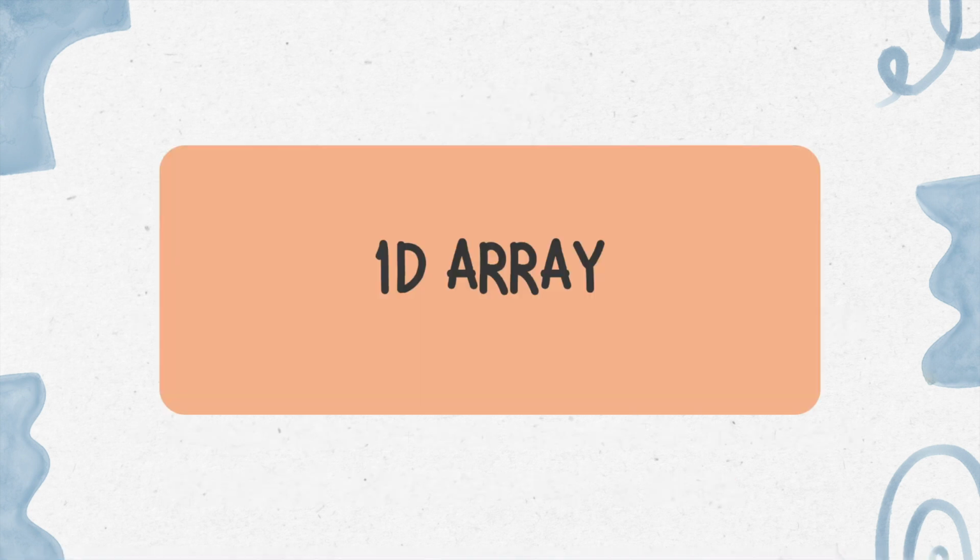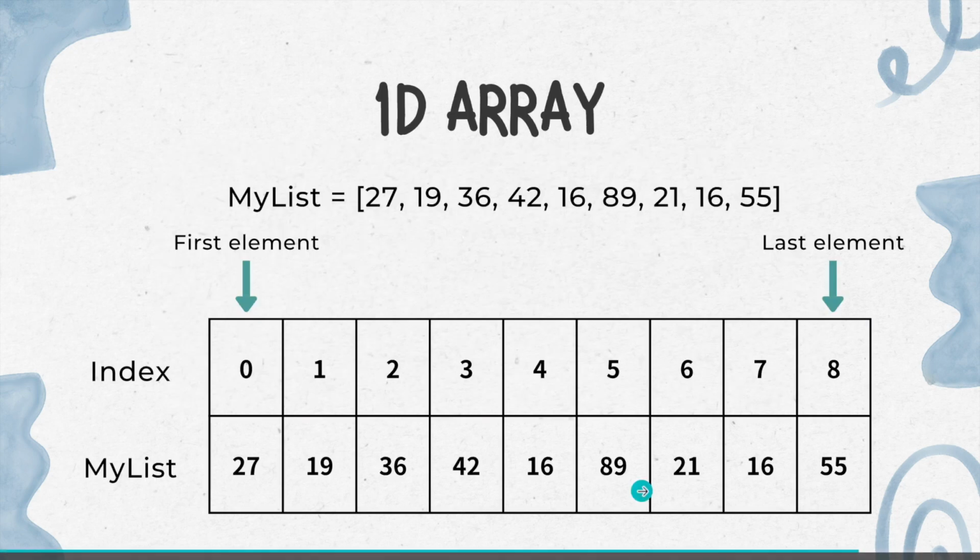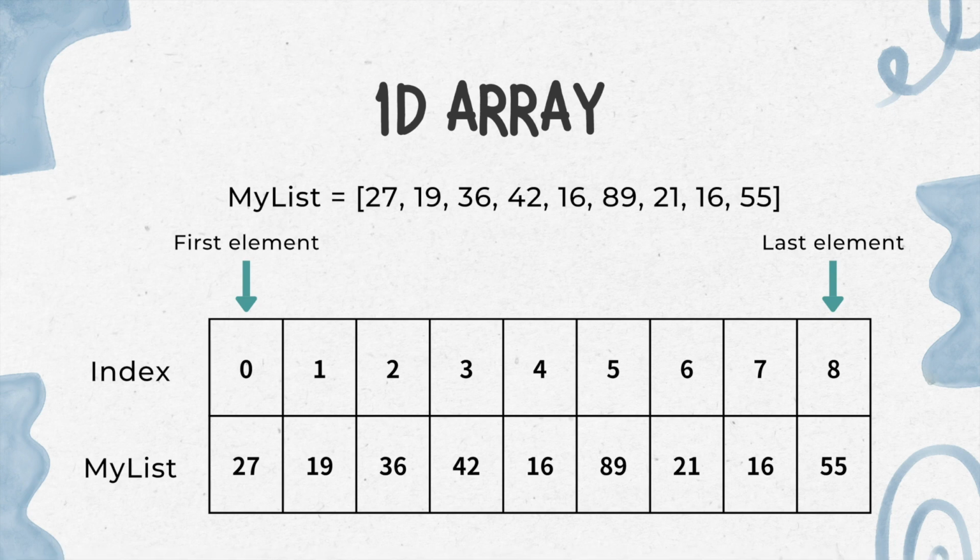First, we will introduce one-dimensional arrays. A one-dimensional array can be referred to as a list. Here is an example of a list with 9 elements in it where the first element has an index of 0. When a one-dimensional array is declared in Python, it needs the name of the array and the value at its index position. Suppose we declare the value of the one-dimensional array mylist to be a list.